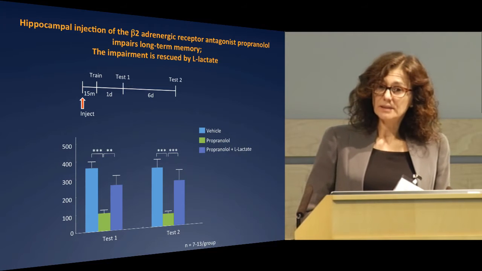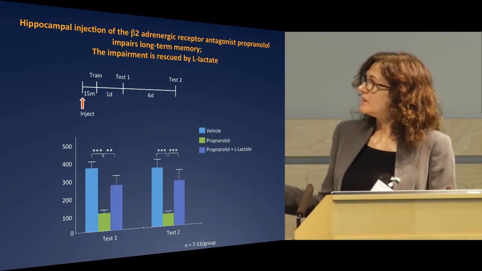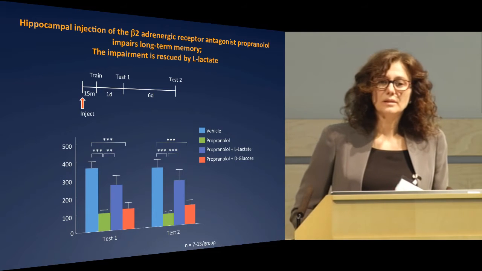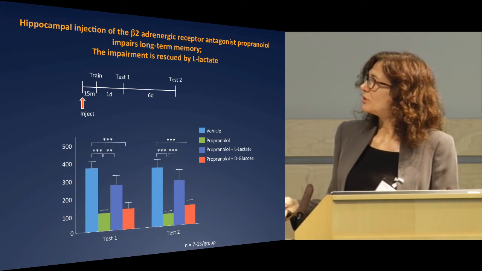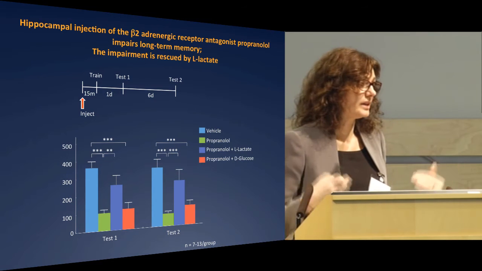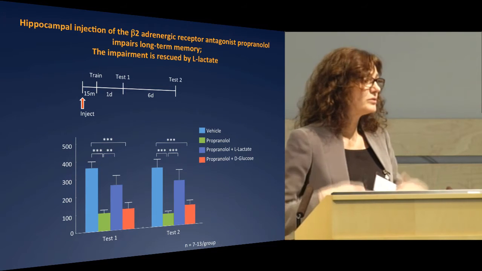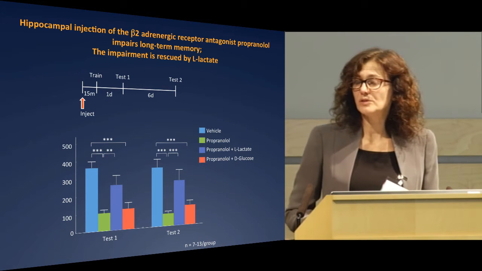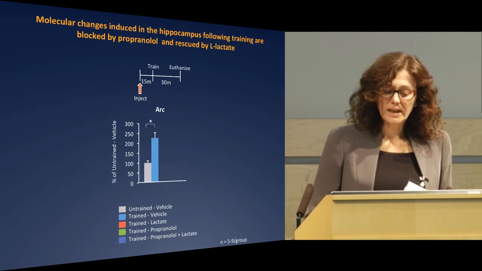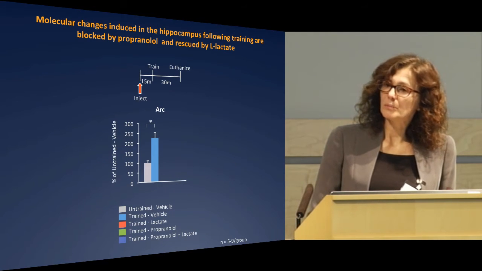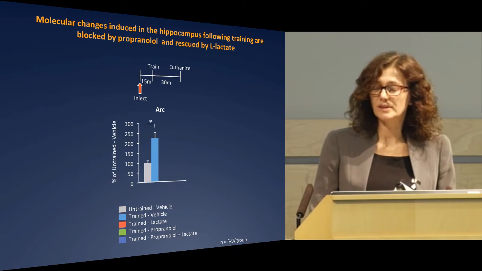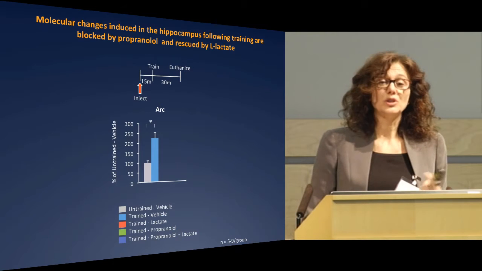If we inject lactate with propranolol, memory is rescued. The effect is persistent. If we inject an equicaloric concentration of glucose, the impairment remains. So again, like with DAB, memory is impaired if we block beta adrenergic receptors in the hippocampus, and this is rescued by lactate, but not glucose. The next question was to look at the molecular mechanism required for long-term memory formation. We look at several, and I'm going to show you one which is neuronal.